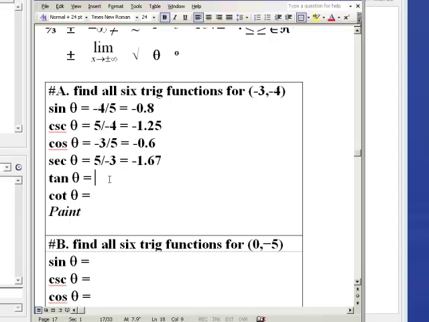For the tangent, we had -4 over -3, which comes out to a positive 1.33. For the cotangent, it's reciprocal, -3 over -4.